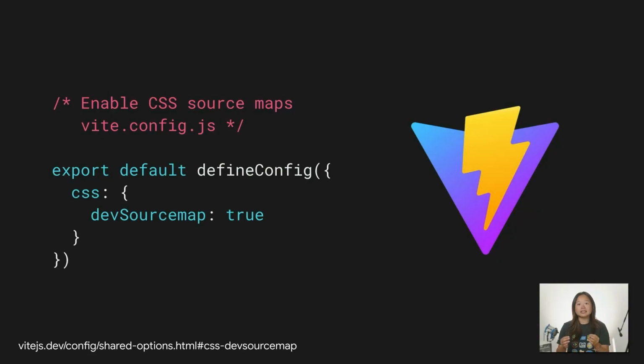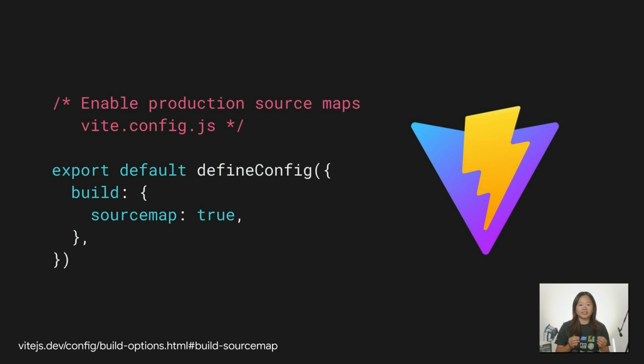To enable CSS source maps, which are experimental, you must set css.devSourceMap to true in your Vite config file. To generate source maps for production builds, you must configure the build.sourcemap option in your Vite config file too. If you are using other tools, do check out how to configure them properly to ease your debugging.